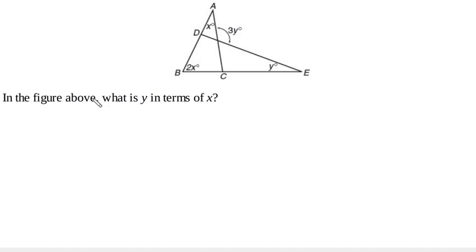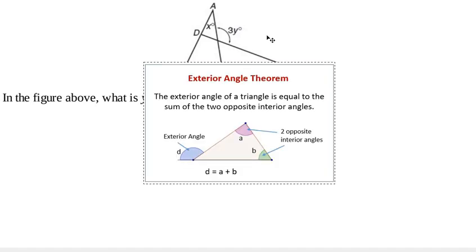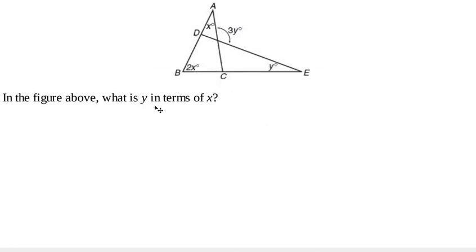Okay, so let's do the second problem. In the figure above, what is y in terms of x? This theorem is going to help us solve this problem: the exterior angle theorem. The exterior angle of a triangle is equal to the sum of the two remote interior angles. As you see, we have an exterior angle here, and we have two remote interior angles. So in this case, a plus b is always equal to d. In this question, we are going to be finding y in terms of x.